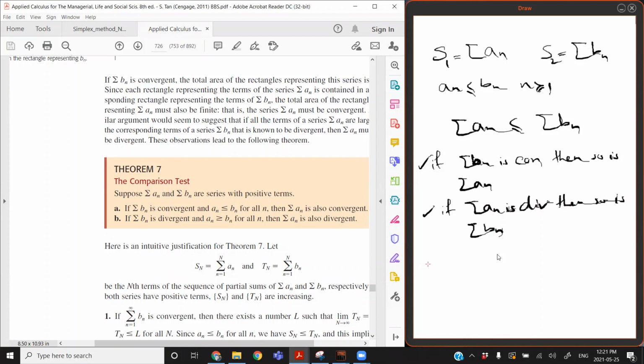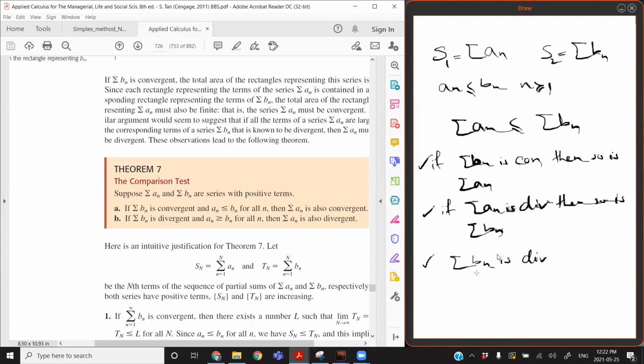And now there are two things that can happen which will give you no conclusion. So what if sigma BN is divergent? What if you know that, for example, this one here is infinity? If this one is infinity, then you know nothing about this one. This could be infinity, or this could be a finite number. Make sense?